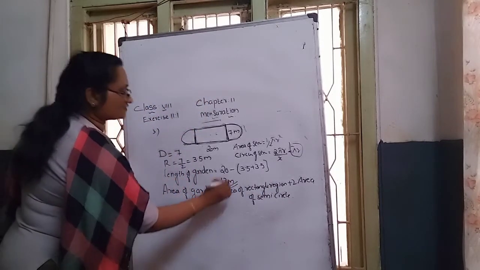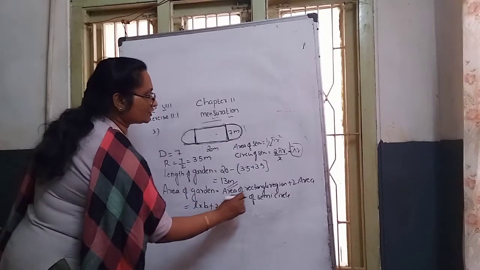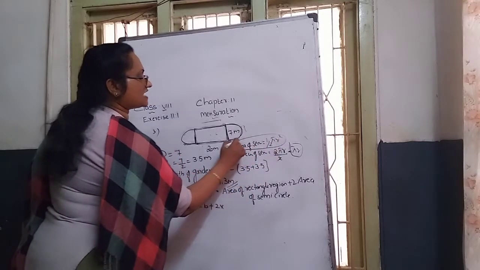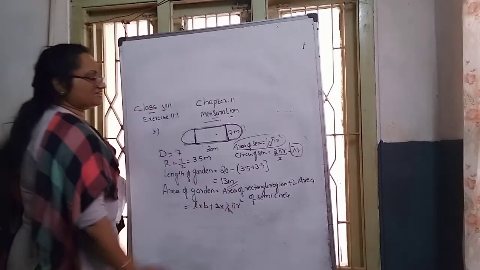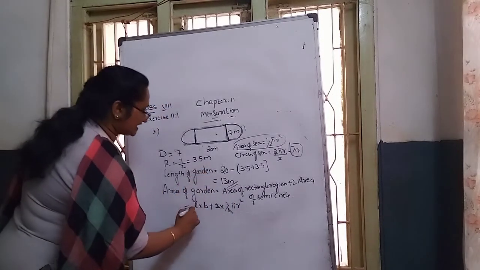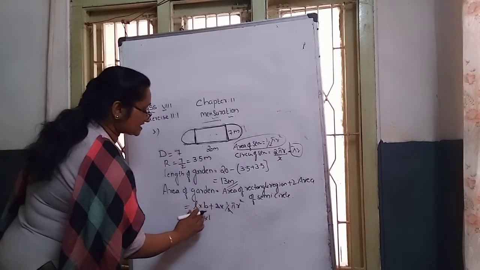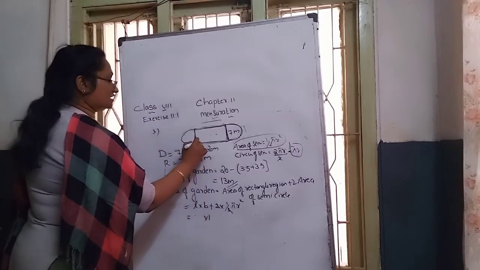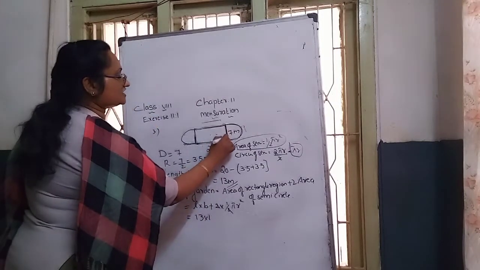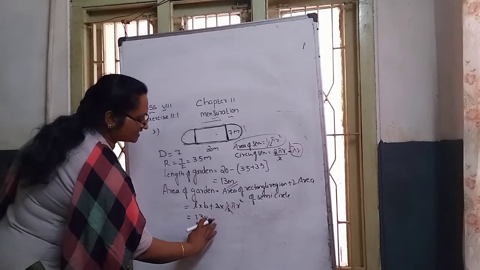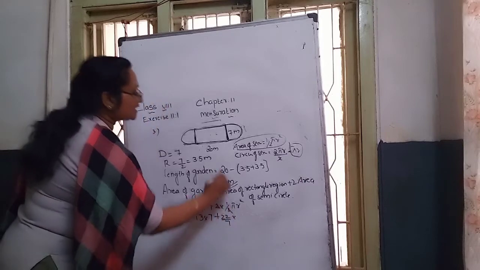What is the formula for the area of a rectangle? Length into breadth. Plus 2 into the area of a semicircle. What is the formula? Half into pi r square. Then the 2 and 2 cancel, and pi and r square will remain. The length of the garden, sorry, the length is 13. The breadth we already have is equal to 7, which is also the radius of the semicircle. Plus pi, which is 22 by 7, into the radius of the semicircle.